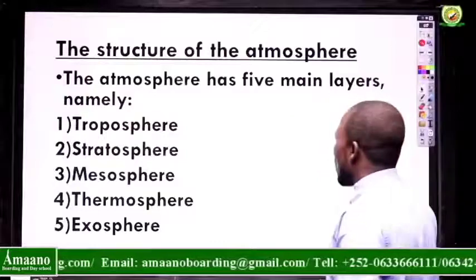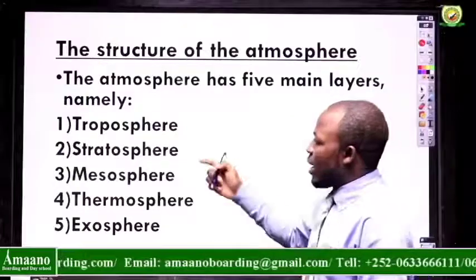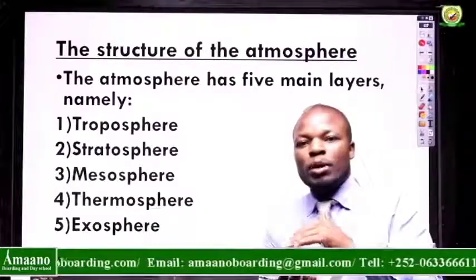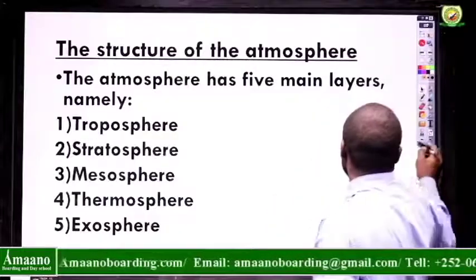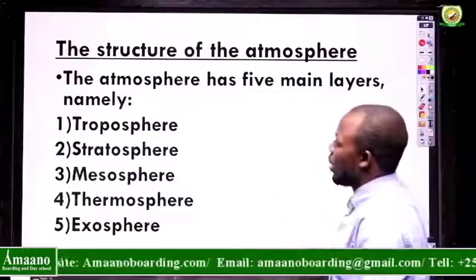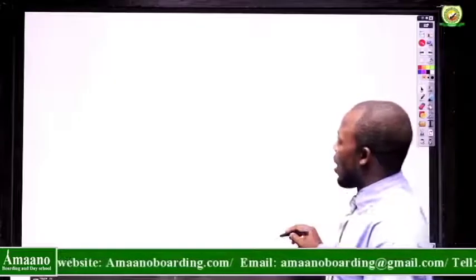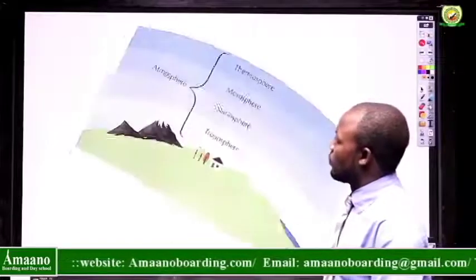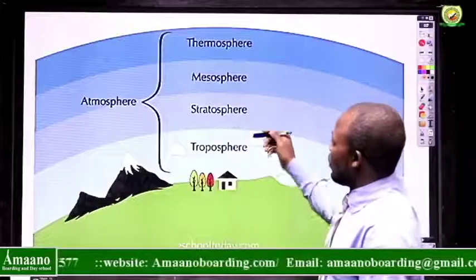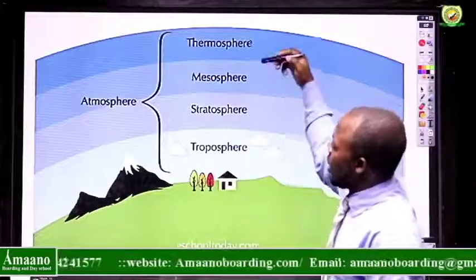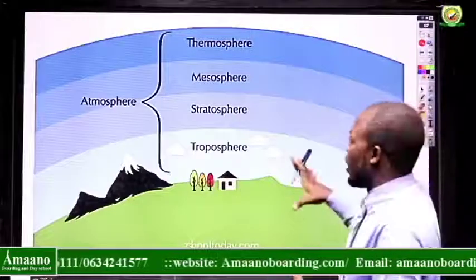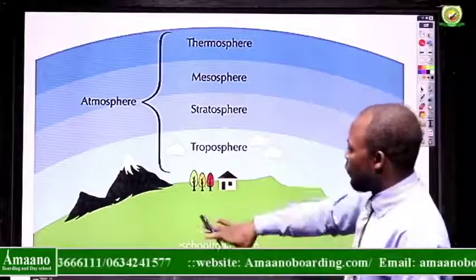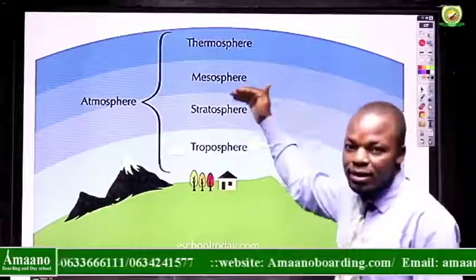role. Now, each of these layers is usually separated from each other by a very thin layer that we shall be looking at. Here we have the troposphere, stratosphere, mesosphere, thermosphere, and exosphere. The diagram is showing the atmosphere at large from the Earth's surface, made of those layers that we've mentioned.